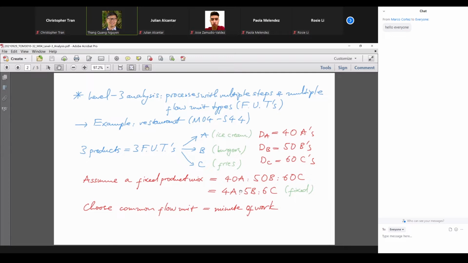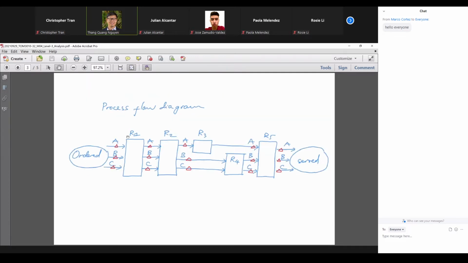The second thing is now we have to deal with 3 different products. And to deal with different products like this, then we have to find common things among all of those, right? That's why we would choose a common flow unit to be the minutes of work, because all the food items will require time, right? So that's a common among all of the food items. So that's a minute of work. And last time you already saw that, right? We already drew the process flow diagram.